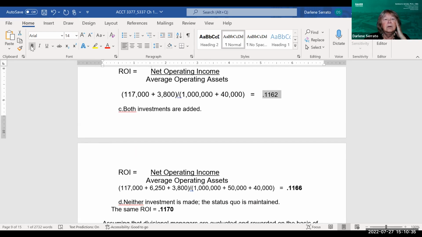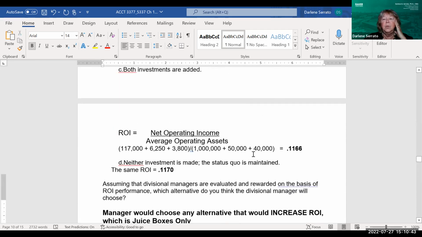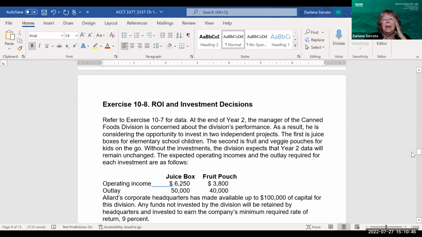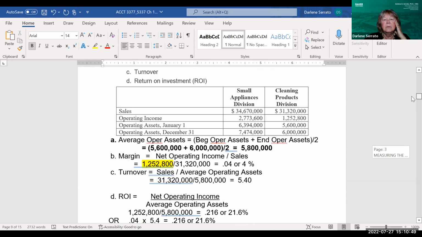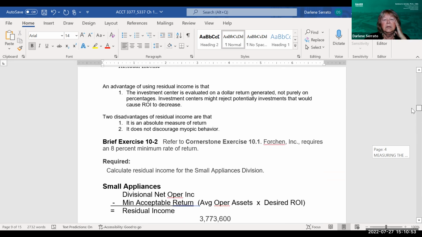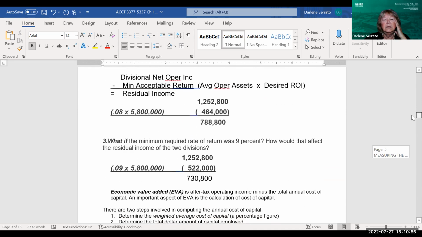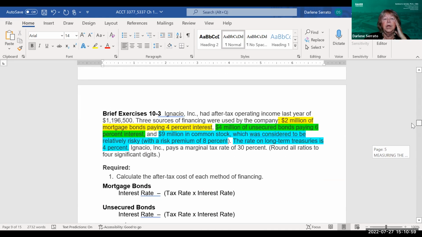So now I want to go to transfer pricing. We're not doing that. So I want to go back now to EVA. Where's the problem on EVA? Okay. So we're going to go to brief exercise 10.3.